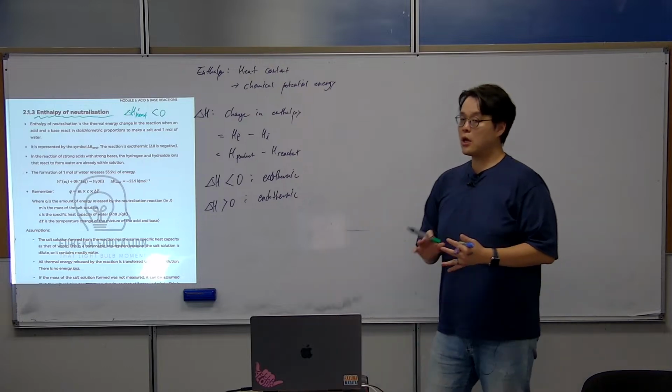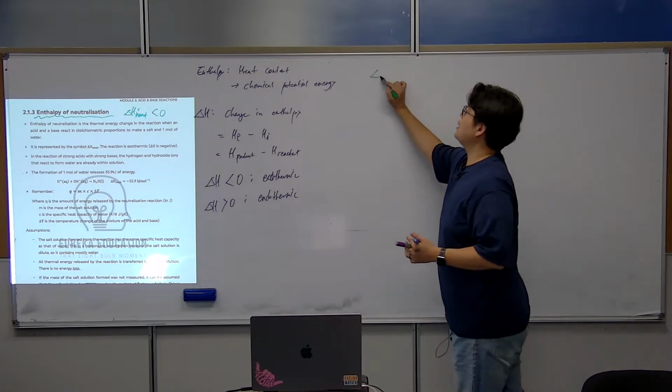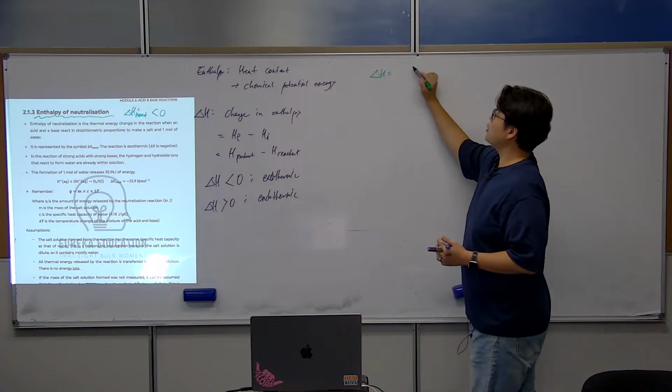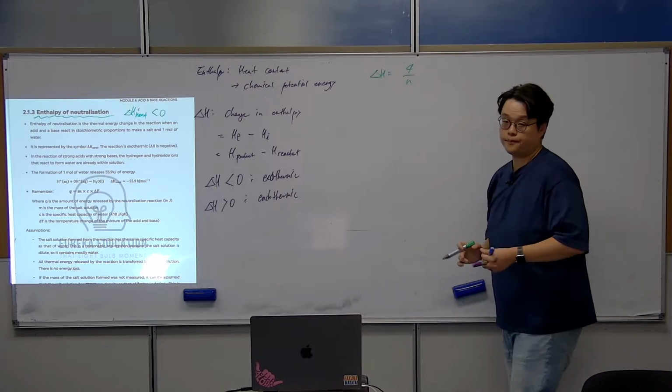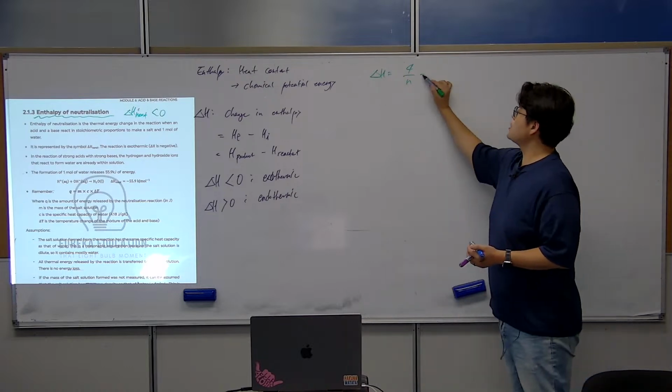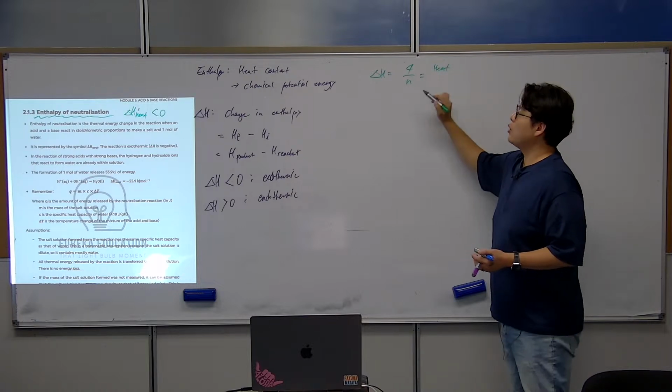And what you have to remember is that delta H is found by Q on n, where Q is the amount of heat or energy.